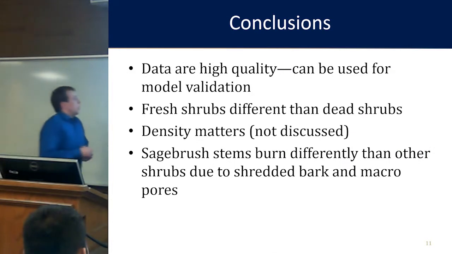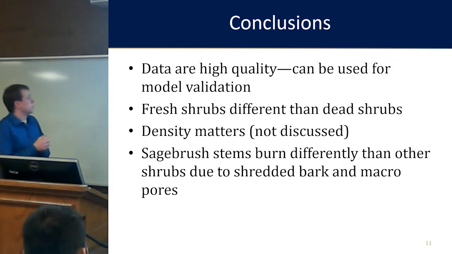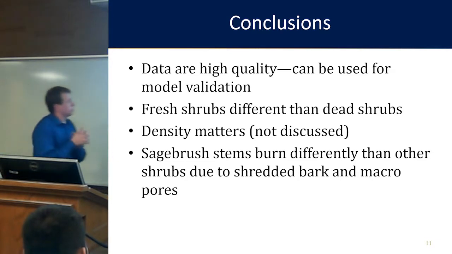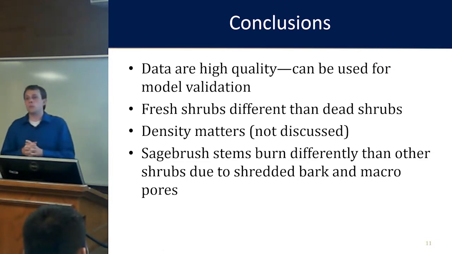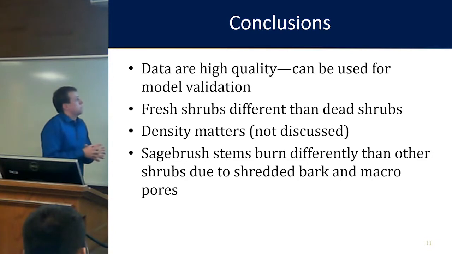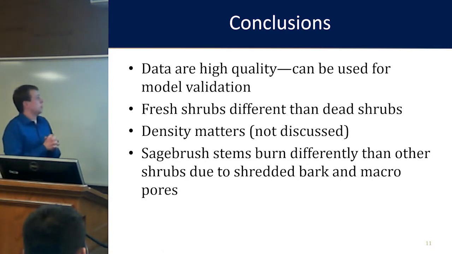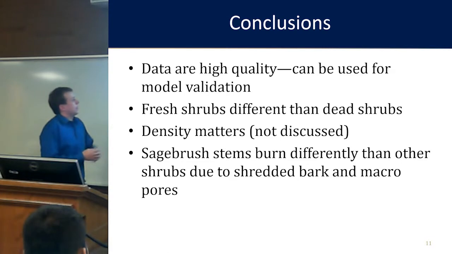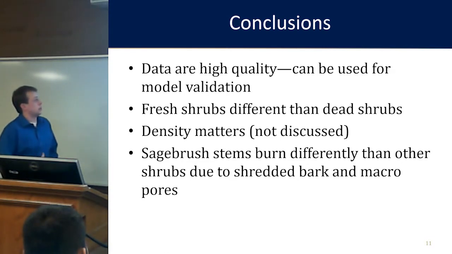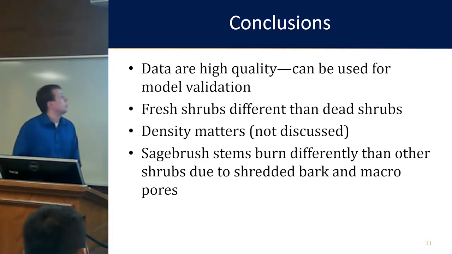So a couple of the conclusions from the work that we've done so far. We believe that the data we've collected are high quality and that they can be used for model validation. And we saw again that fresh shrubs burn differently than dead shrubs. I didn't talk about the density that we measured and how it affected the way that things burned, but we did find out that it matters. It matters a lot. And then the last bullet point of what we just talked about, that sagebrush stems, the actual wood part, burns very differently than other species because of its interesting growth patterns.